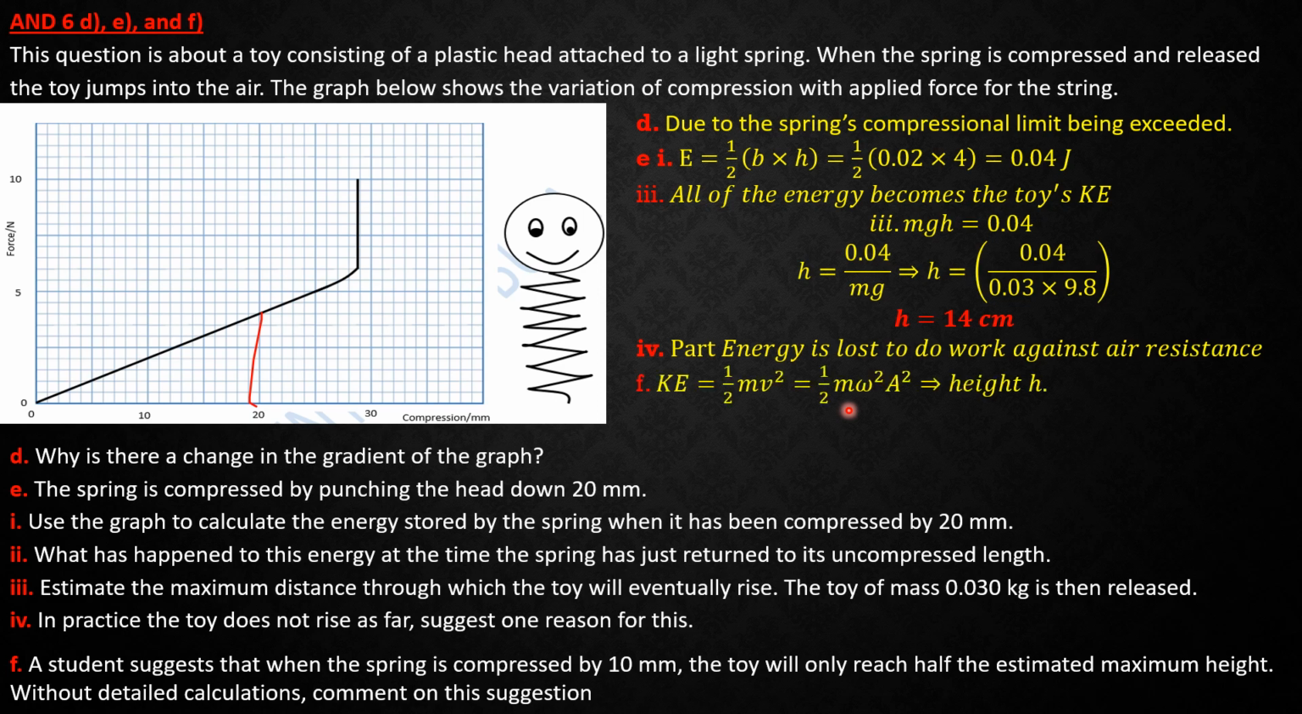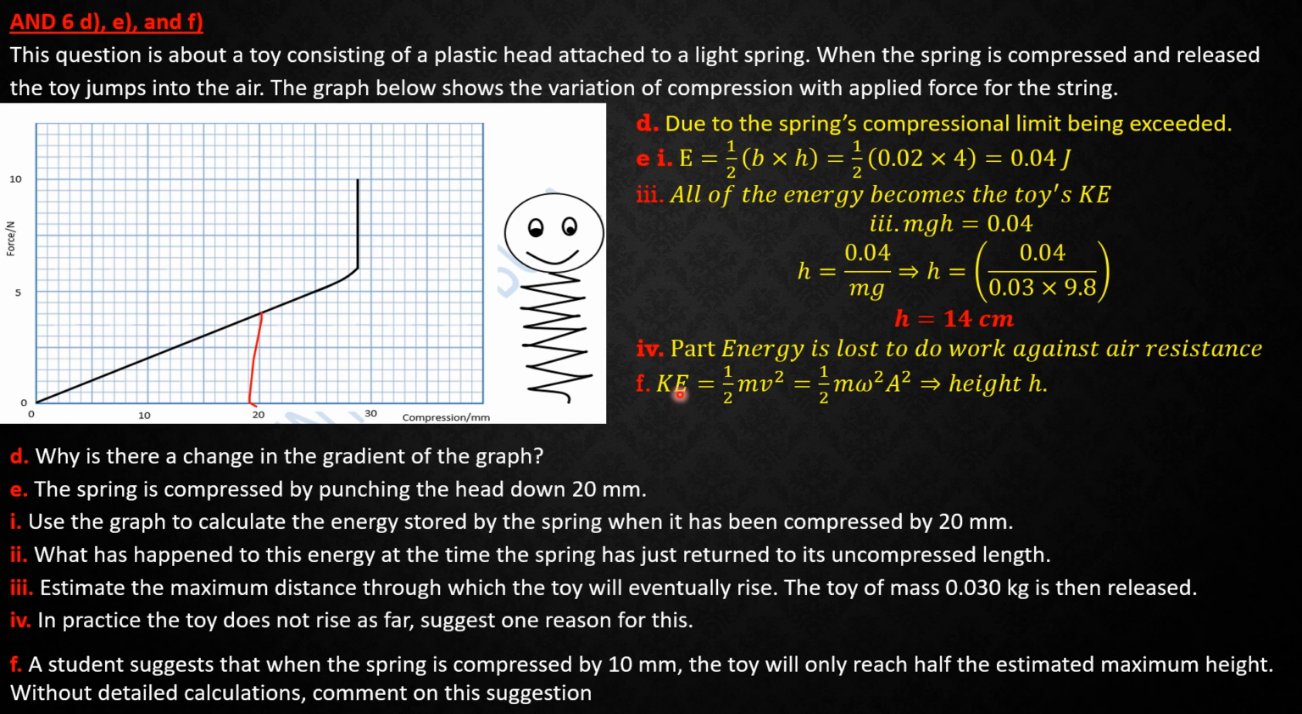So good. The next part says that a student suggests that when the spring is compressed by 10 millimeters, the toy will only reach half the estimated maximum height. So you are halving this compression, right? The student is suggesting that the toy also reaches just half of this height. Without detailed calculations, comment on this suggestion. Of course, it's wrong. How do you know that?